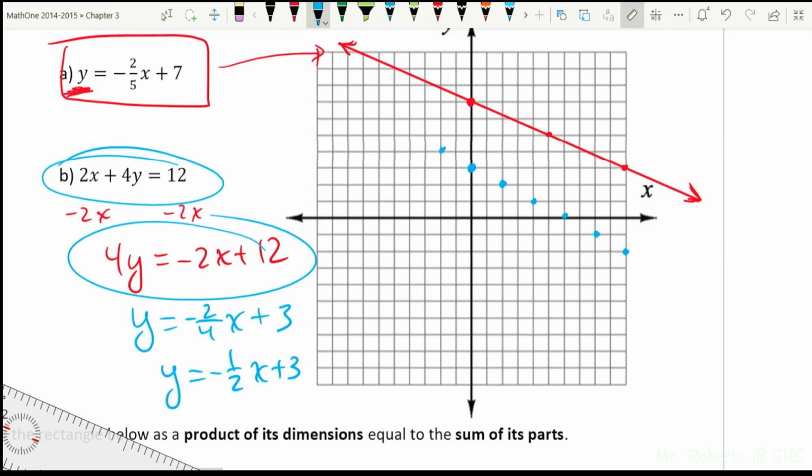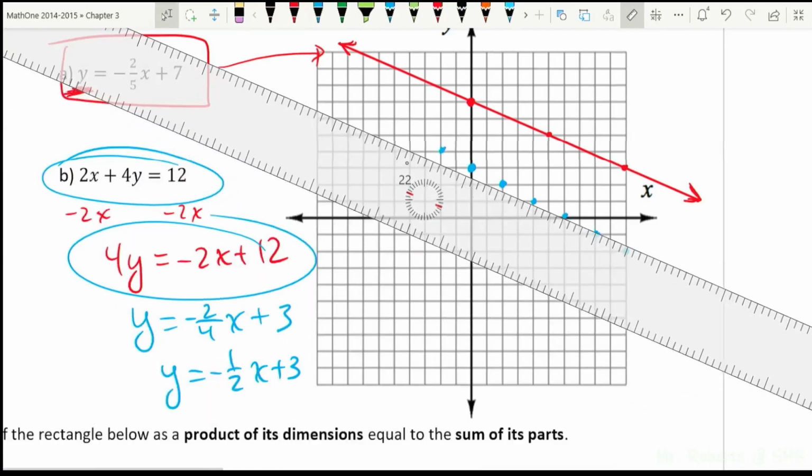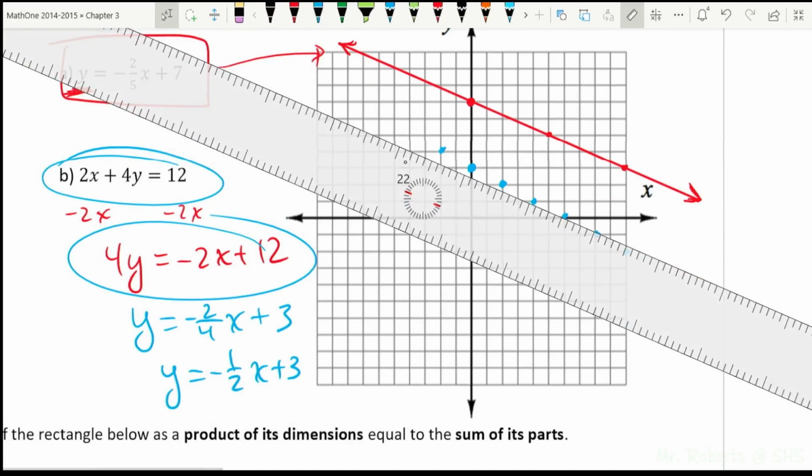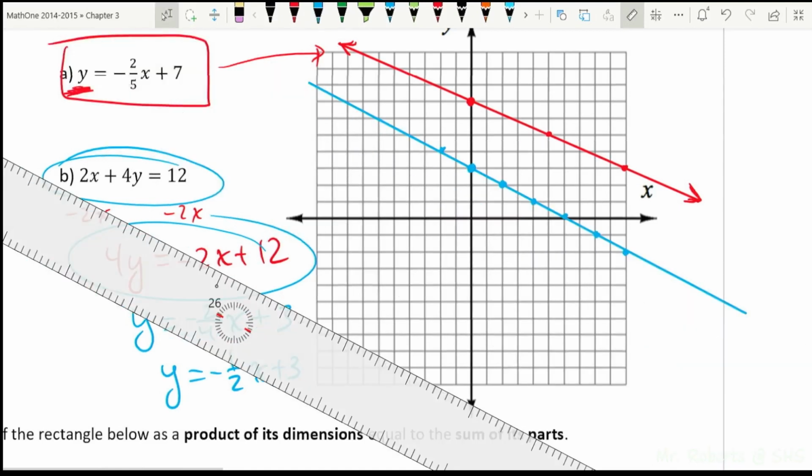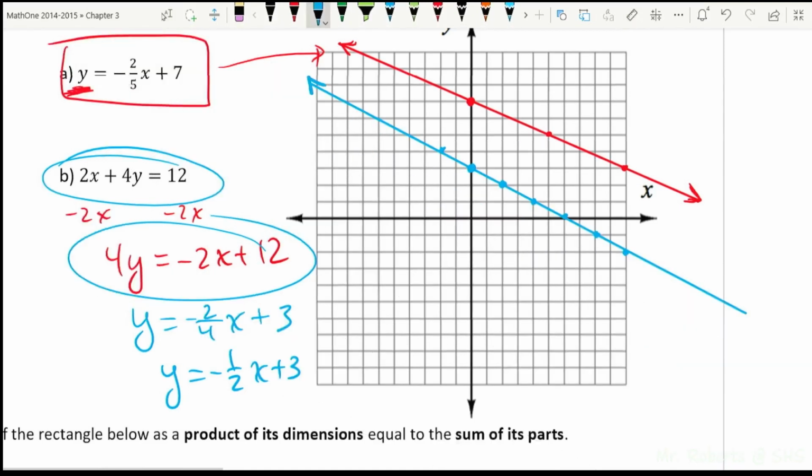Okay, so now I've got those all lined up. You can see that's the red slope. This one's a little different. I have to tweak this slope. And now that I have that, I'm going to very carefully draw the line that goes through those and then extend it in both directions.